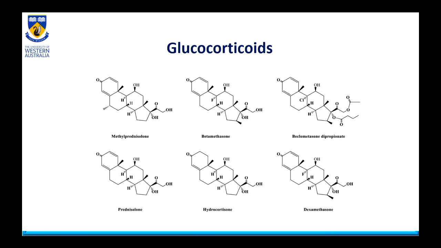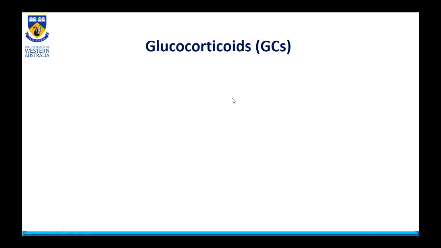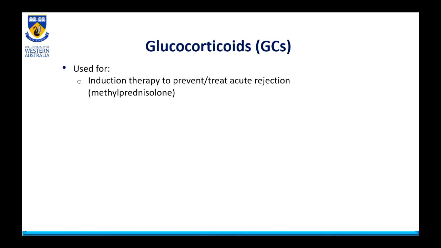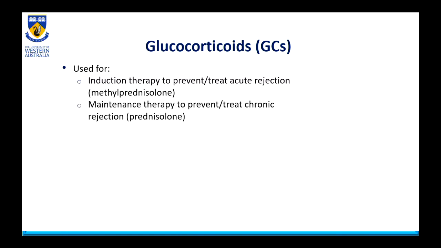So now about the glucocorticoids. Well, this is just a few of them. There's so many different glucocorticoids, but probably the most well-known are prednisolone, hydrocortisone, dexamethasone, etc. So these are used for induction therapy to prevent or treat acute rejection. Okay, and usually the drug of choice is methylprednisolone. They're also used in maintenance therapy to prevent or treat chronic rejection. So this time they use the prednisolone.